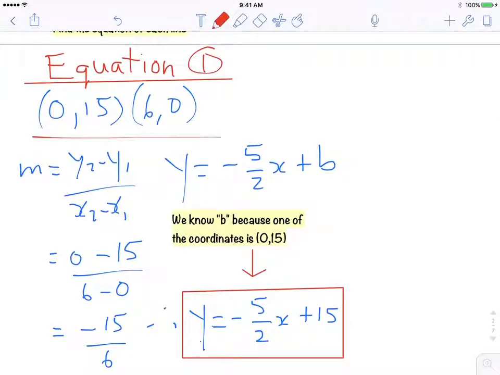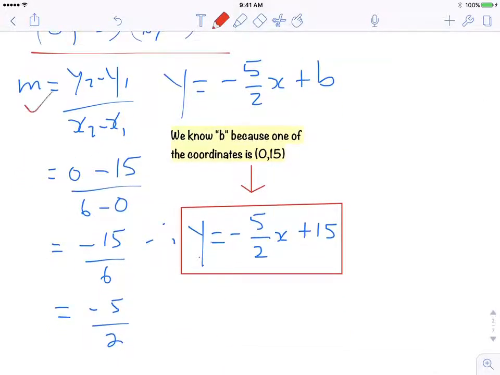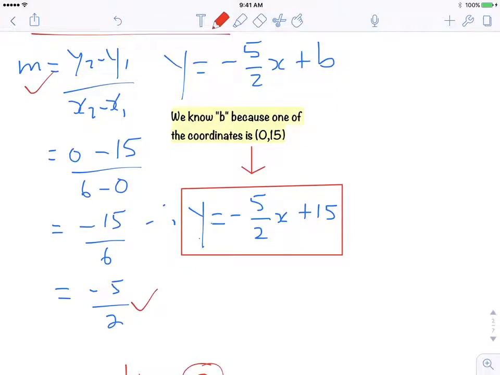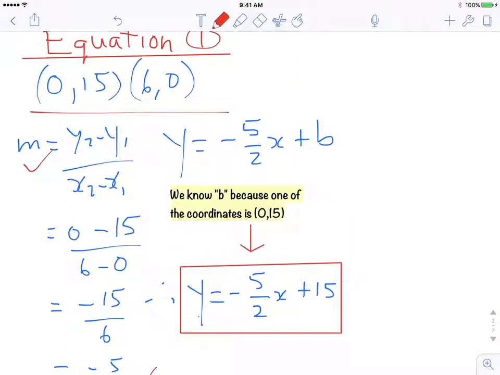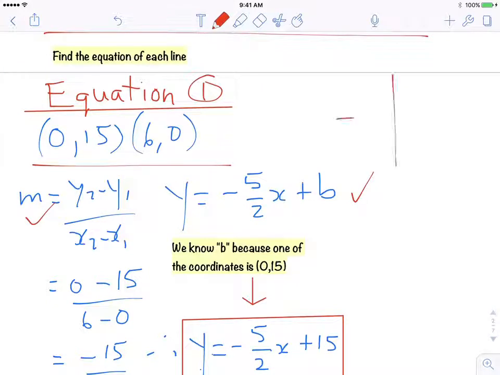So I've got my two coordinates that I'm going to use for equation 1. The first thing I did was use the slope formula, y2 minus y1 over x2 minus x1. Plugged in my numbers, and I got a slope of negative 5 over 2. Now I encourage you to pause the video and try this on your own, get the same answer, and then we'll move on together. Once I got y equal negative 5 over 2x, I put plus b. But we know what the b is because one of the coordinates is 0, 15. And of course, if you're on a Cartesian coordinate system, 0, 15 is a y-intercept.